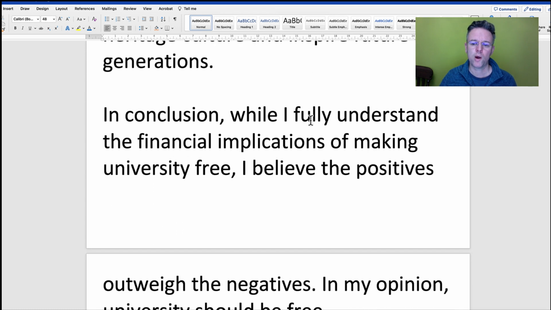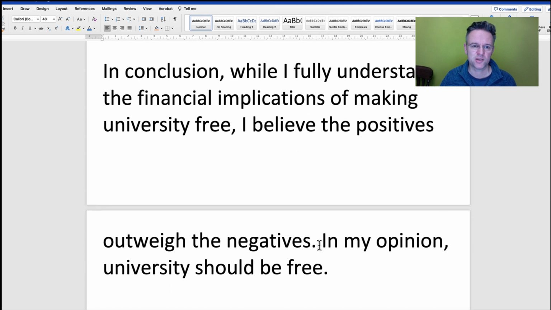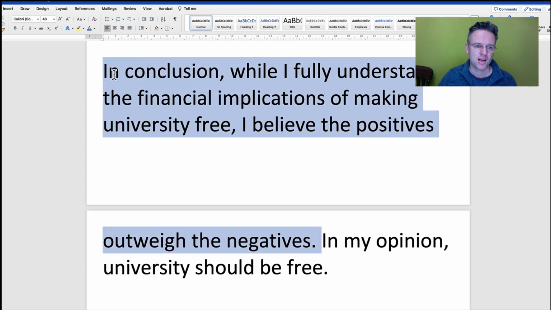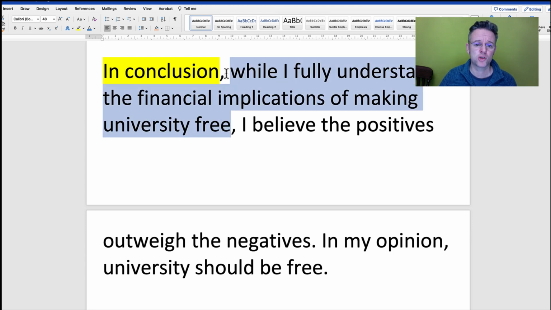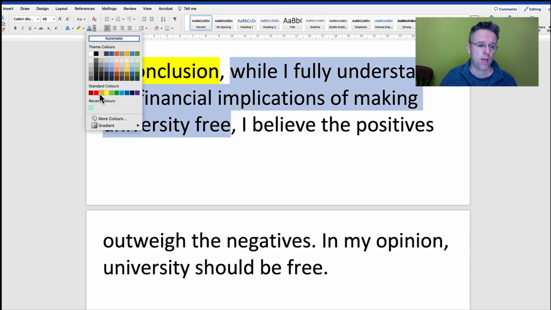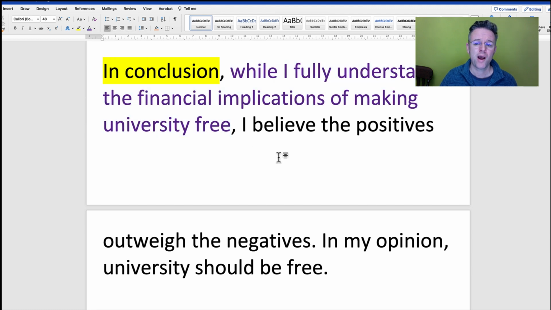In conclusion, I wanted to talk about this sentence in particular. This is a fantastic sentence that you can absolutely take and adapt for lots of different essays. So you can start it with in conclusion. Now, we've then got a subordinate clause. Let's do that a different colour. While I fully understand the financial implications of making university free, you could use this in a lot of different essays. While I fully understand, and then you can give a negative.